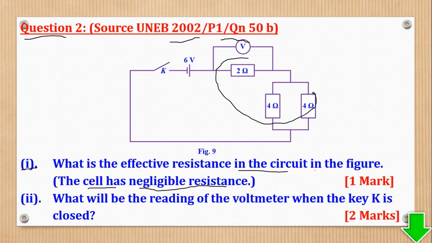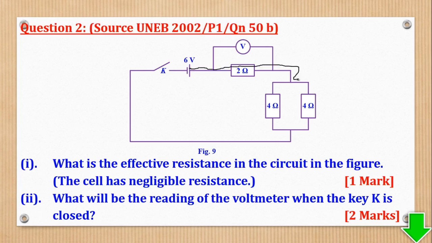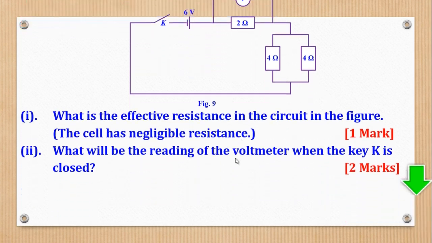So first we should remember that here, the current from this source passes through this, reaches here, it divides. One goes this side, another one goes this side, meaning that these two resistances are in parallel. They are the ones which are first combined to get one resistor. So let's first do that.